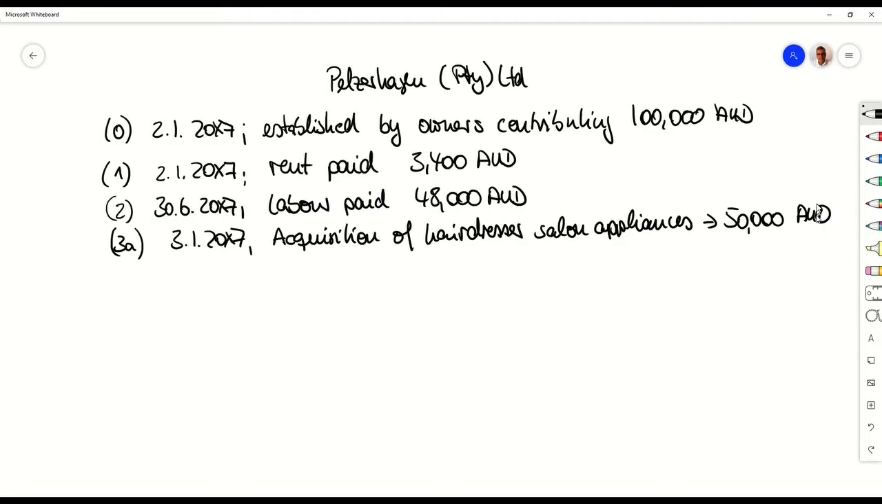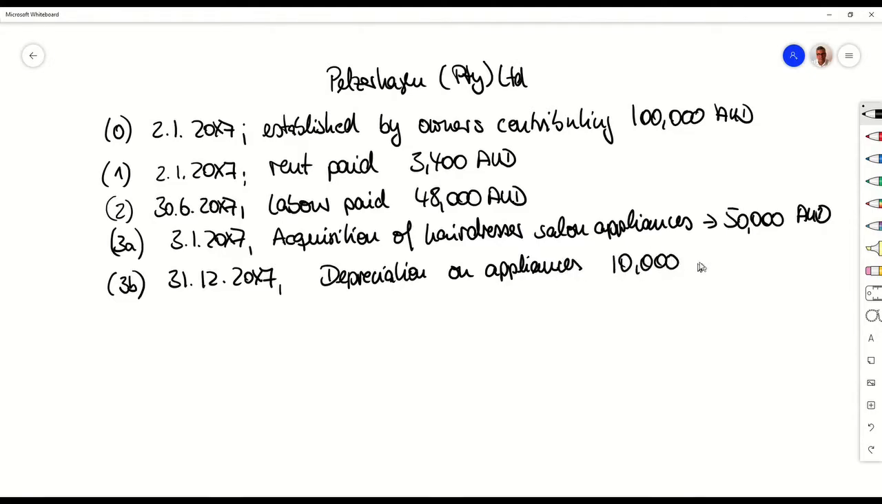We should keep in mind that the acquisition in the first place is only a payment, but it is not an expense. The expense only comes with the next activity, which is 3 Bravo. And this is depreciation. Depreciation will be recorded on the 31st of December in 2007. Depreciation on the appliances, and the amount will be 10,000. So we see here this will be straight line method for depreciation, and we write off the amount of 50,000 over 5 years, so that gives us 10,000 Australian dollars per year.